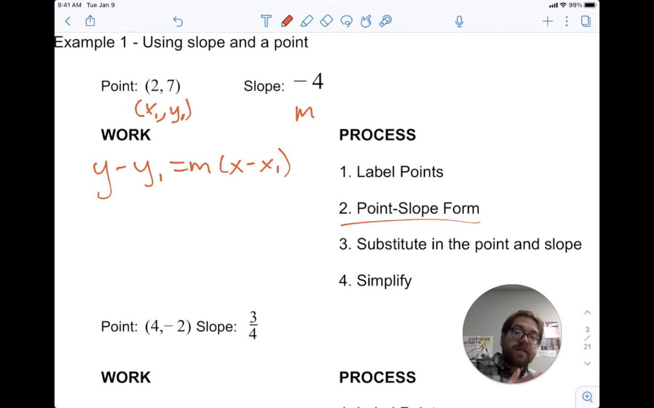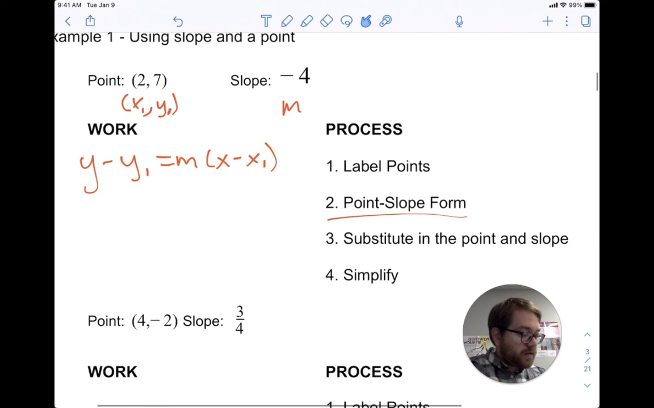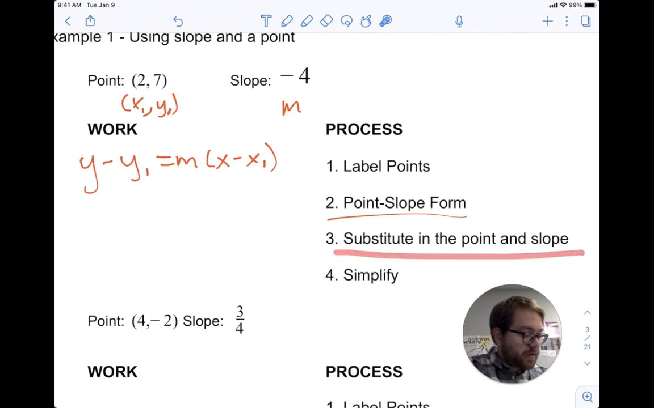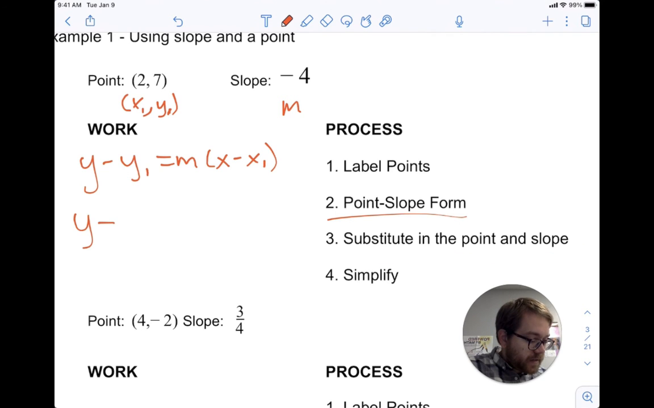You would only need to write that once, maybe at the top of your paper, just to remember it, but I want to put that in front of you. So that's our point-slope form. We're going to substitute in the point and the slope. The y, the minus, the equal sign, this x, the minus, and the parentheses are all going to stay the same. All I've done is taken out the y sub 1, the m, and the x sub 1, and now I'm going to put in the values.